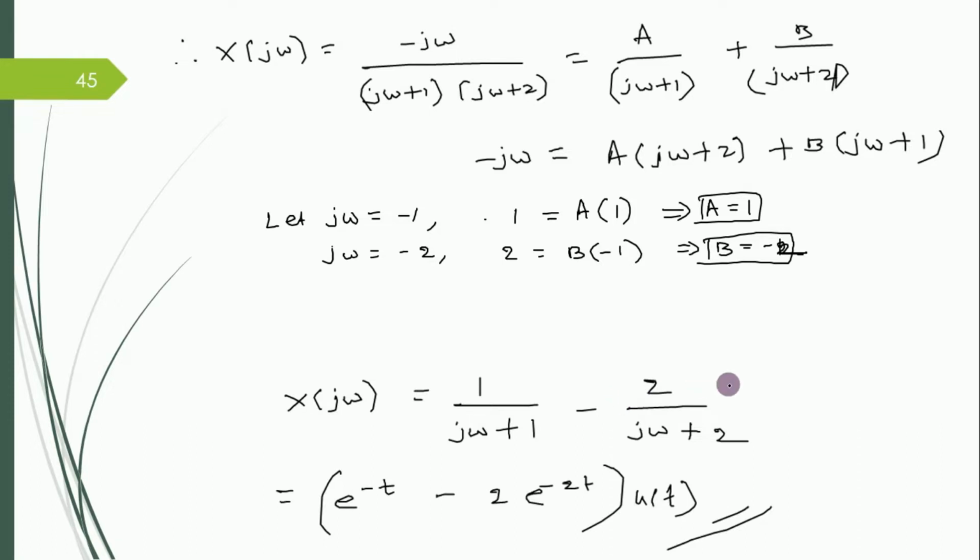Now we shall apply the inverse Fourier transform. So in place of a I am having 1, so e raised to minus t. In place of a I am having 2, so e raised to minus 2t. This is a constant 2, whole in the bracket. So you write it as u of t. This is the answer for the inverse Fourier transform using partial fractions.